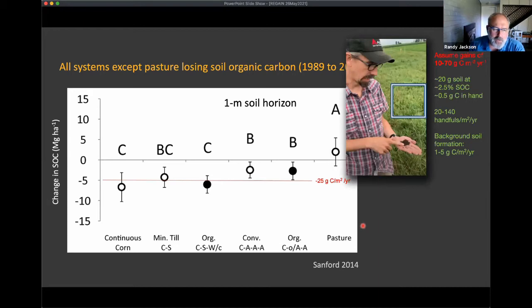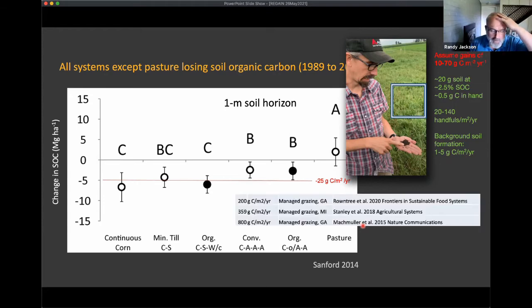I think I've basically said what this is saying, which is that we've got a lot of work to do here. In the meantime, there's been a lot of data, a lot of results recently from really good studies looking at managed grazing and estimating soil carbon accumulation under managed grazing. And so with the context we have in mind now, I just want us to stare hard at these numbers and think about the likelihood that these kind of numbers are actually being realized.